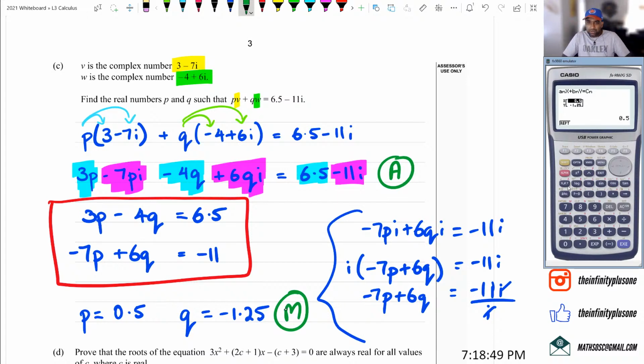So as I said, for the simultaneous equations part, you guys don't need to actually show the working. Just put that directly in the calculator and then you're good to go.